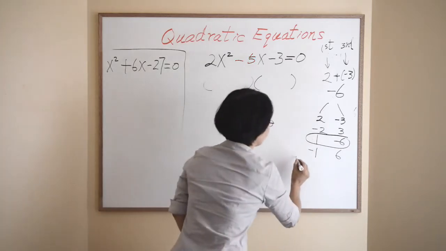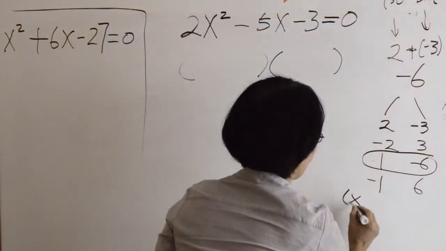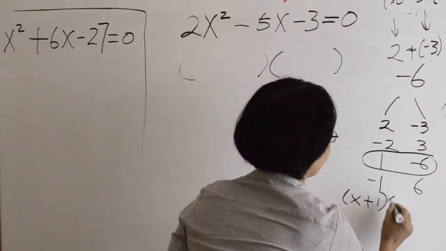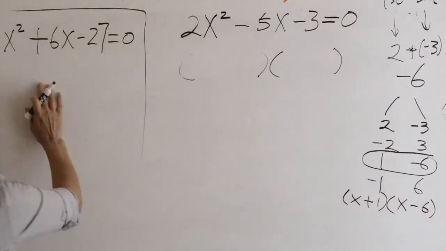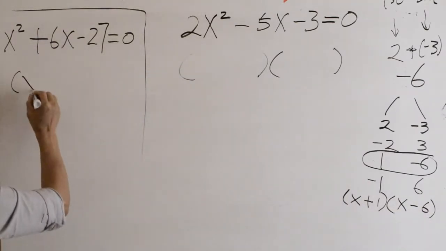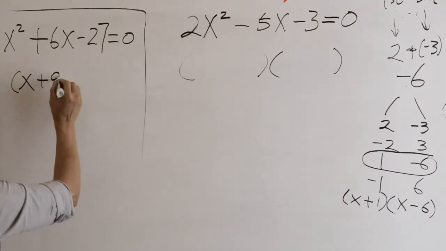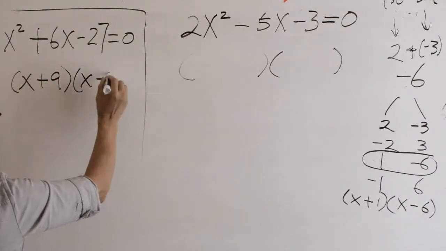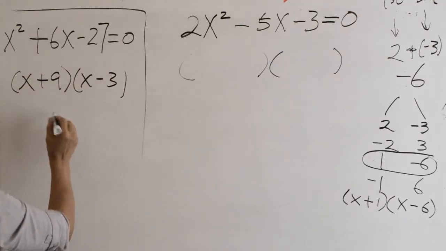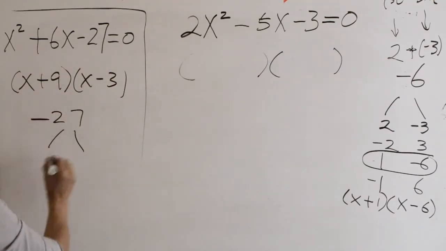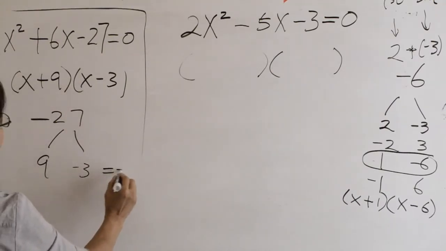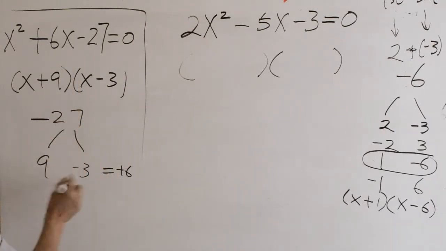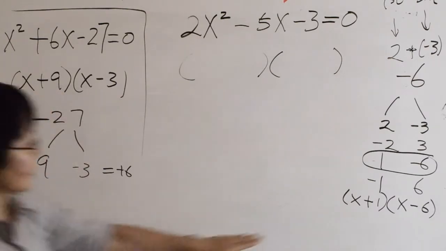So what you do, you can first write this, x plus 1 and x minus 6. Just like in here, if you remember, we do x plus 9 and x minus 3, right? Because minus 27, when you break it down, we pick this pair, right? They add up equal to positive 6, the middle term. So that's why we pick this pair. So that's why the factors become x plus 9 and x minus 3 in here as well.